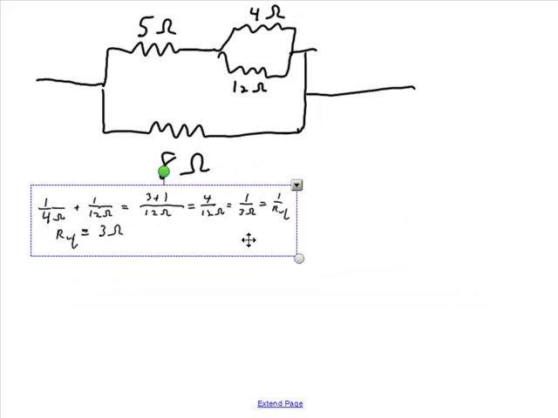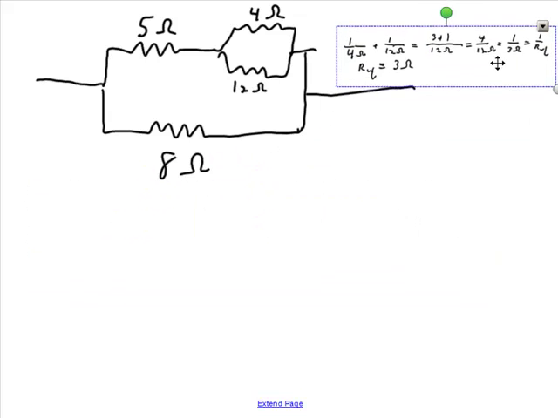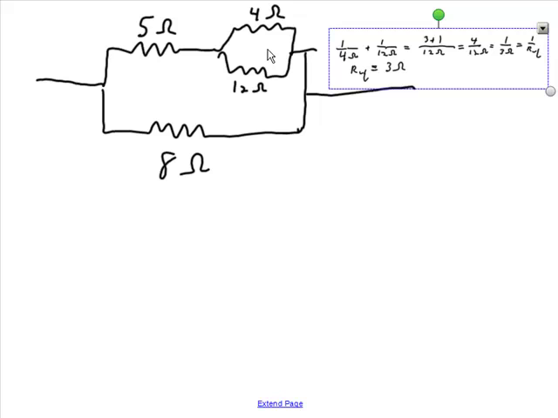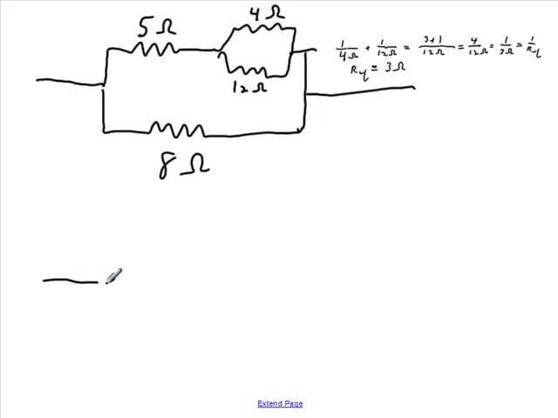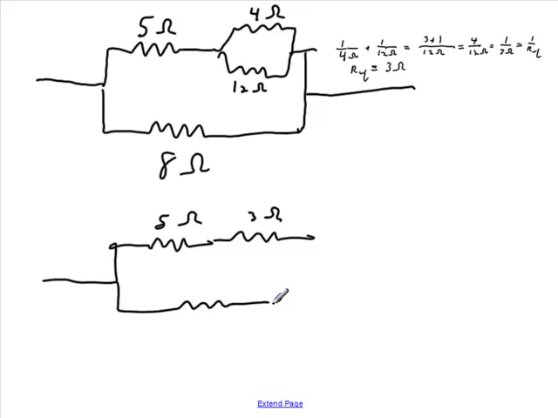We'll shrink this down, place it over here, and this is now equivalent to 3 ohms. So I redraw my picture. Five ohms, 3 ohms, 8 ohms. Oh, well these two are now clearly in series.